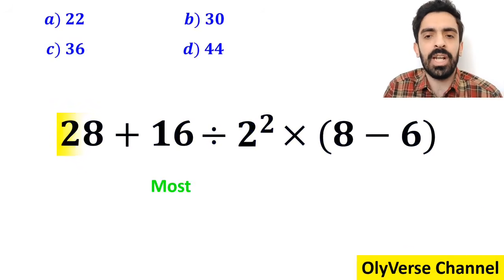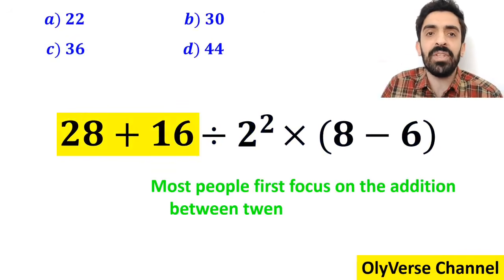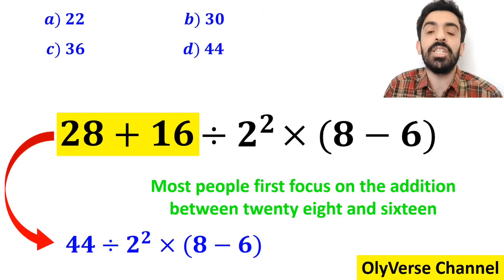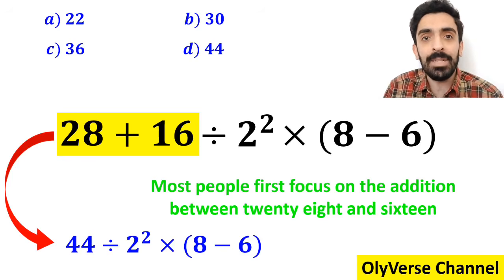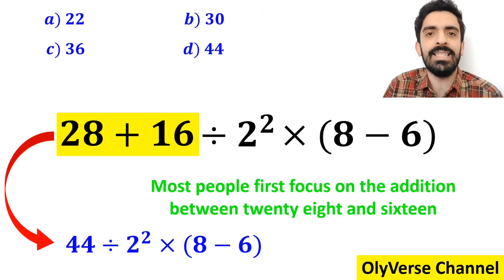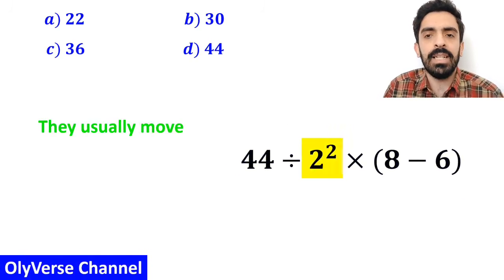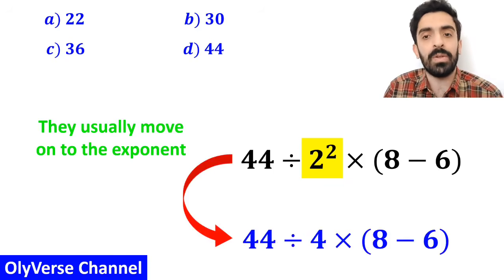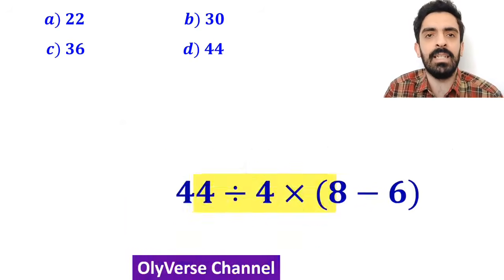To solve this question, most people first focus on the addition between 28 and 16. And they rewrite the whole expression as 44 divided by 2 to the power of 2 multiplied by 8 minus 6 inside the parentheses. And the next step, they usually move on to the exponent and write this expression as 44 divided by 4 multiplied by 8 minus 6 inside the parentheses.